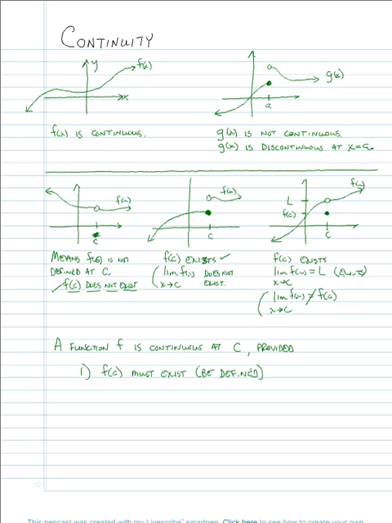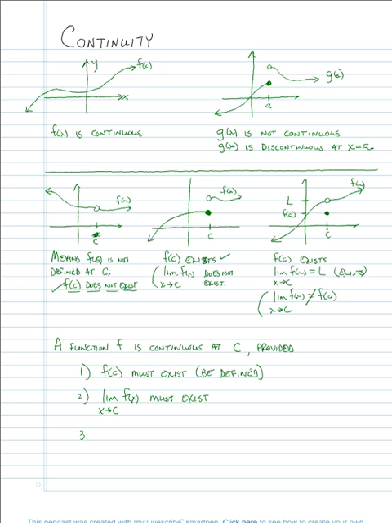So you see in the very first example up here, that function is not continuous at c because f of c does not exist. The second condition that is required for a function to be continuous at c is that the limit of f of x as x approaches c must exist. And in the second example up above, we see that it is not continuous because the second condition fails. The limit of the function does not exist as we approach c.